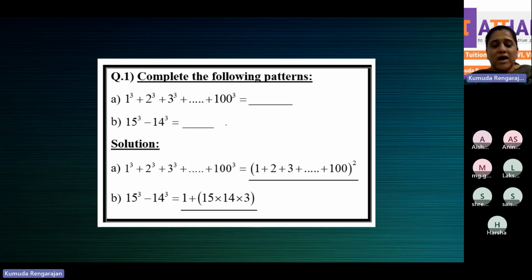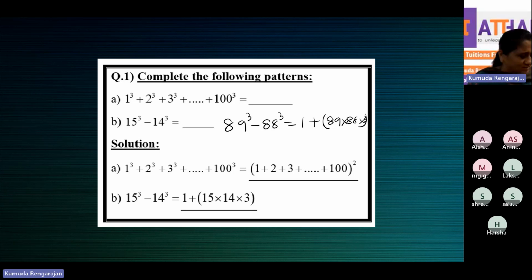So now, for example, you have 89 cubed minus 88 cubed. This is equal to 89 minus 88, which is 1, plus open bracket 89 into 88 into 3. This is the pattern. The pattern can be explained using an identity. You don't have to know all that now. We can talk about it, but I don't want to spend too much time on this. You can just remember this.